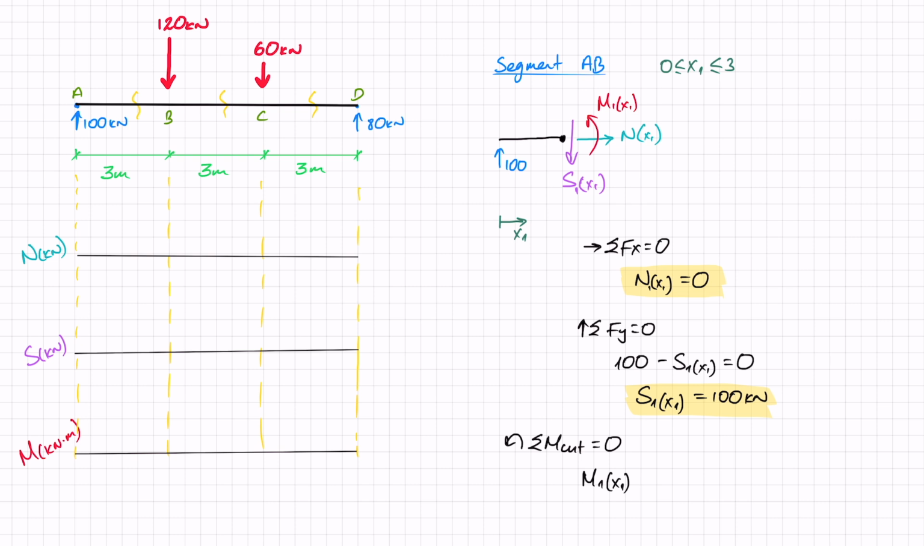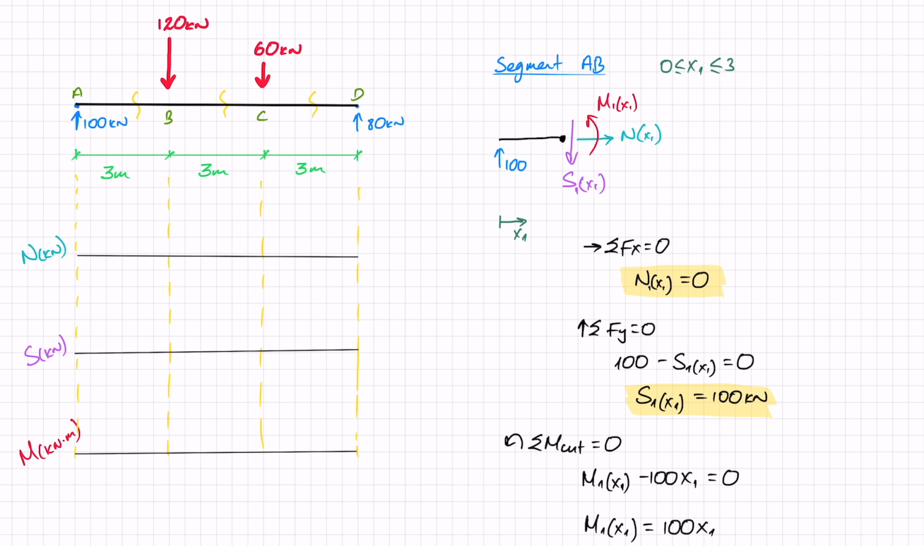And then the 100 gives me a negative moment around the cut, so minus 100, and its distance is going to be x1. This distance will vary depending on where I am on this segment between A and B. It can be at half a meter, at a meter, at 2 meters, and right up until I reach B at 3 meters. And that means that my moment, M1 of x1, is 100 times x1.